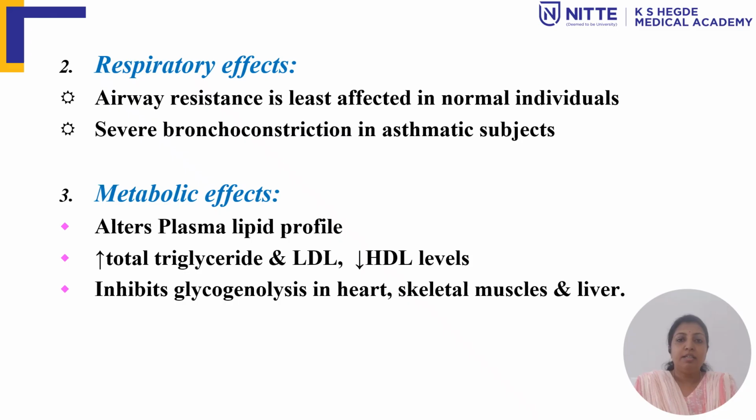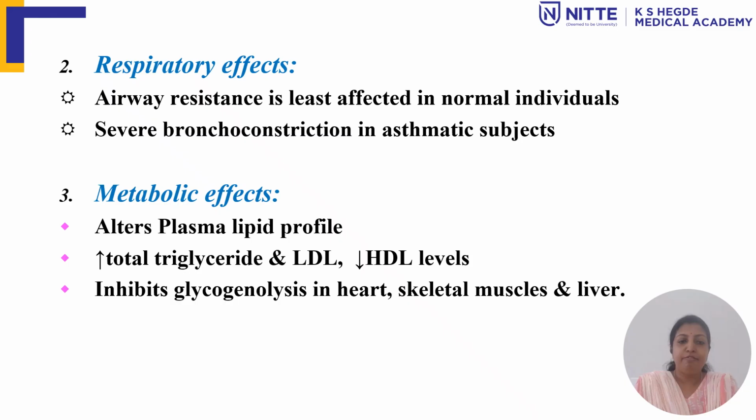Coming to the respiratory effects of beta blockers. If you remember, it mainly acts on the beta 2 receptors. In the bronchial smooth muscle, we have the beta 2 receptor, which is blocked, but it does not have much action in a normal individual. Mainly in asthmatic subjects, they can produce severe bronchoconstriction. Propranolol, by inhibiting the dilator beta 2 receptors, produces some bronchoconstriction or resistance.